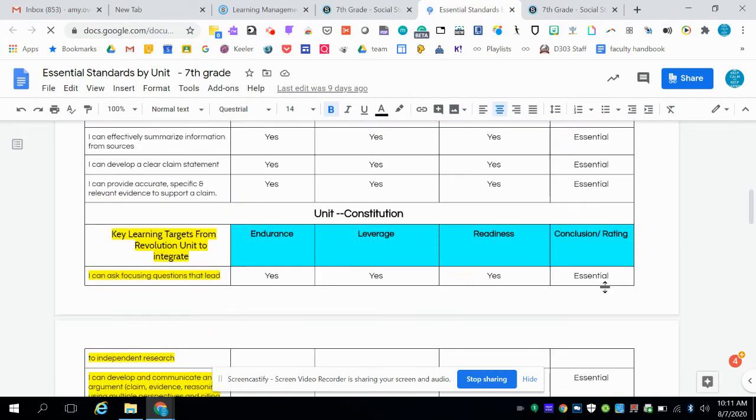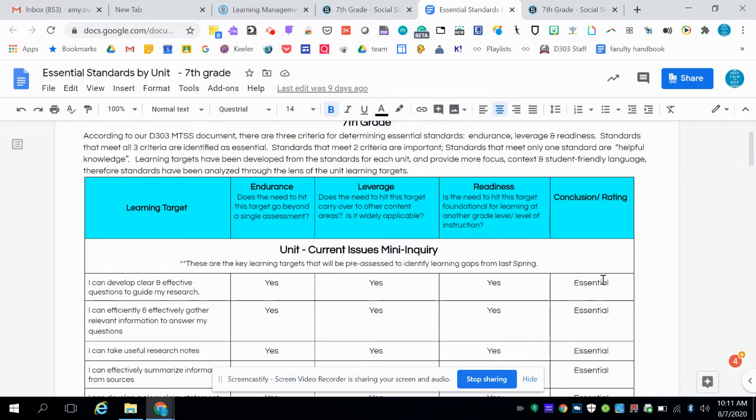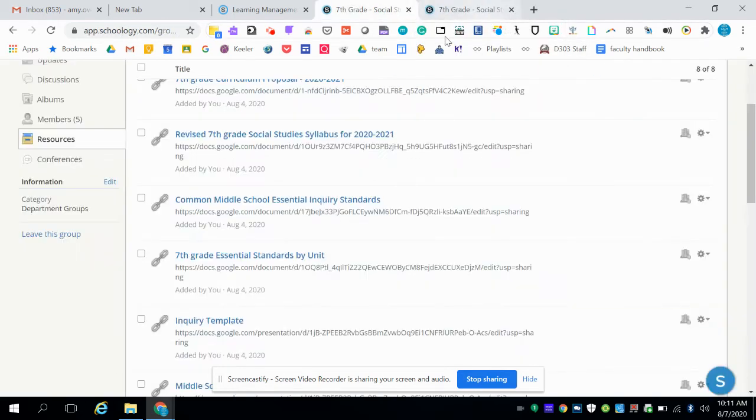Again, if your PLC looks at this and says, well, wait a minute, we don't think that's essential, or we think this is essential, those things can certainly be revised as we move forward, but it was meant to give you a draft to work from so that you don't have to start out doing all this thinking on your own.